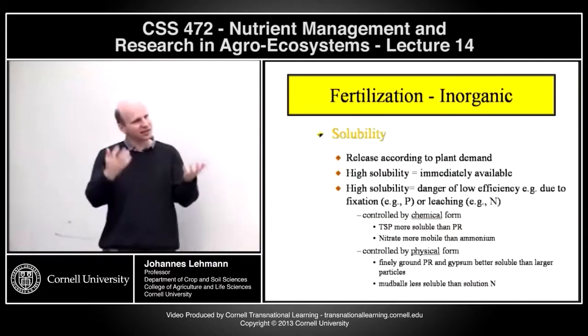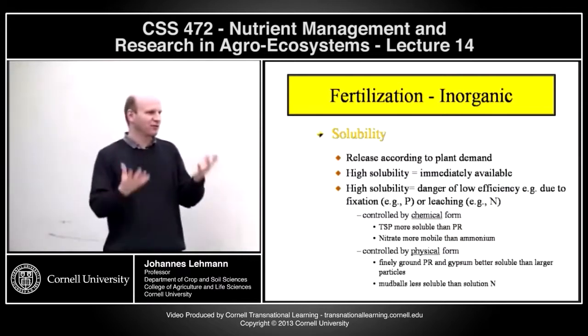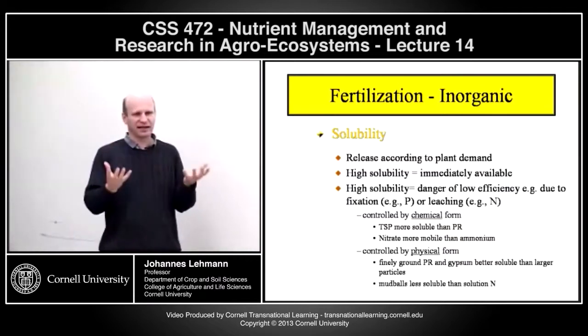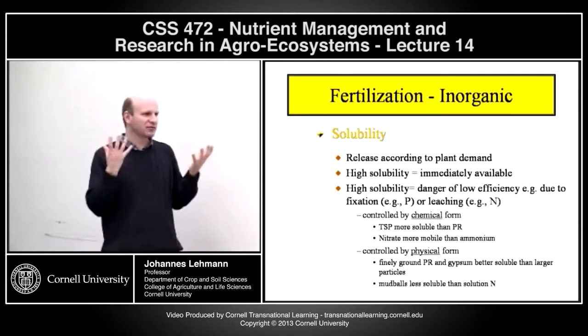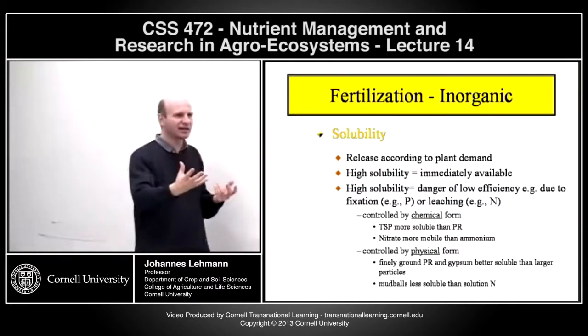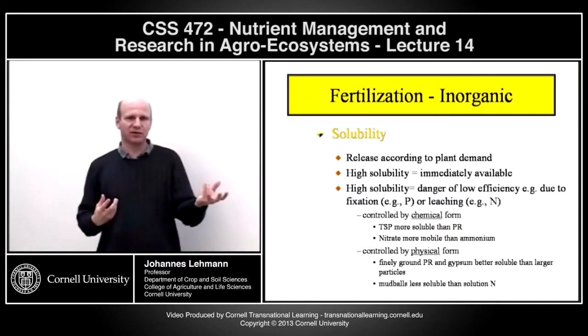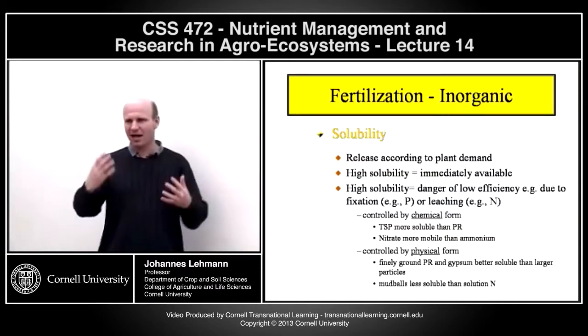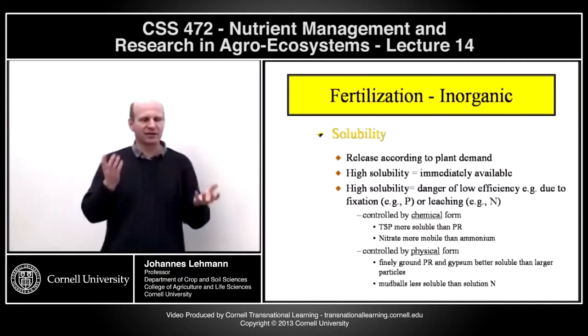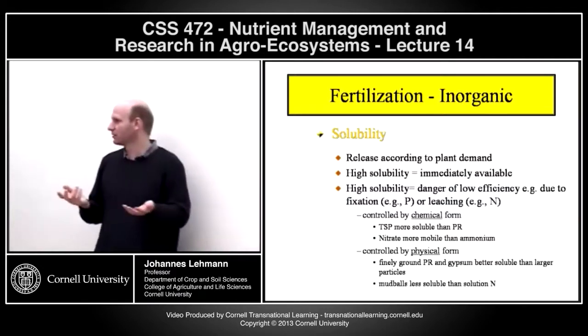So it's probably very often a challenge that you can't really resolve. To have high availability, you're probably buying into danger for leaching. And to find this middle path is probably very, very difficult.